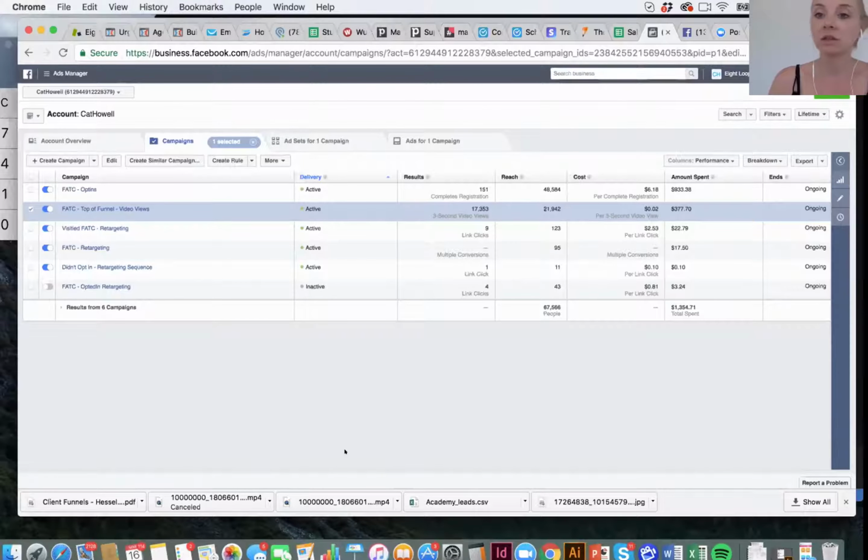So as I mentioned, this is sort of a fresh funnel. As you can see, this ad account has only spent $1,300.